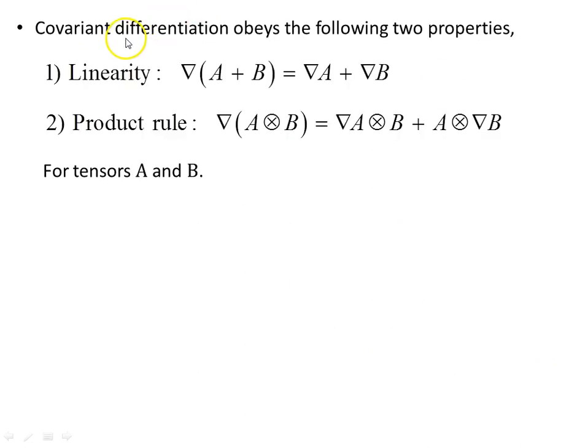Next bit. Now finally, covariant differentiation obeys the following two properties. It's linear, so the covariant derivative of the sum of two tensors is the covariant derivative of each of the tensors summed together. Now the product rule or Leibniz rule applies, so the covariant derivative of the tensor product of two tensors is the covariant derivative of one, tensor product with the other, and then so on and vice versa. And that's for two tensors A, B. And that's the end of that.